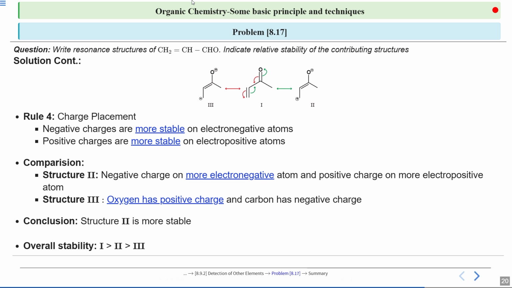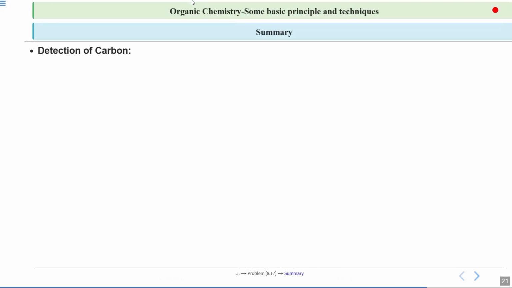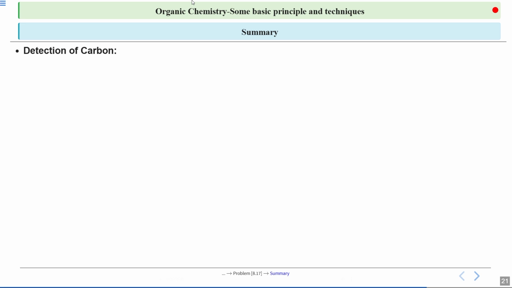If I talk about the overall stability of the resonating structures, they can be ranked as follows. Structure number 1 is the most stable one due to the greater number of pi bonds. Then we have structure number 2 due to the proper placement of the charge. And then we have structure number 3. So this was all from the theory part, and the question part is also covered.